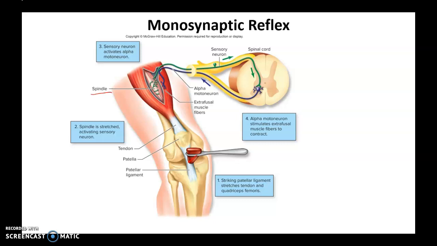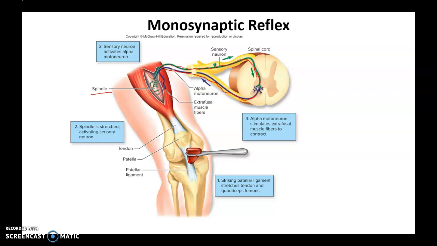So here, this is the knee tap, which stimulates the spindle here, and then the sensory neuron carries that information to the central nervous system, which is the spinal cord. The sensory neuron then talks to a motor neuron, and the motor neuron sends a motor command to the muscle. So here we do not see an interneuron, making it a monosynaptic reflex.